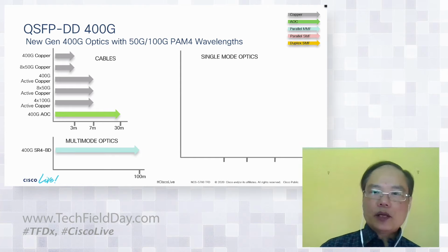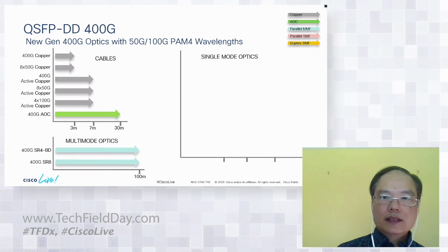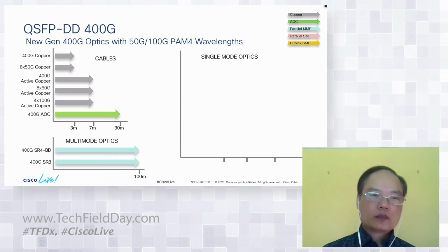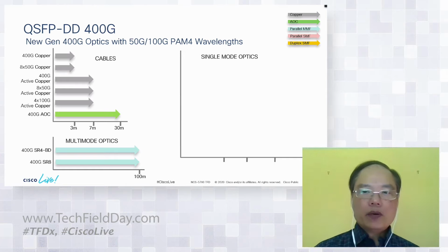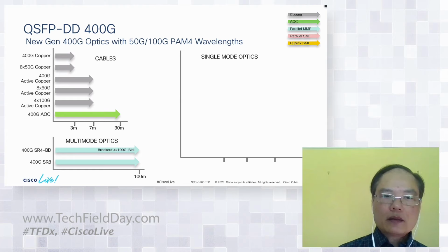For multimode optics up to 100 meters, we have SR4-BD running on 4 pairs of bidirectional fibers, and SR8 on 8 pairs of multimode fibers. These two optics are parallel optics, meaning they could support breakouts. So the SR4-BD supports breakout to 4 by 100 gig BIDI, and the SR8 supports breakout to 8 by 50 gig SR.